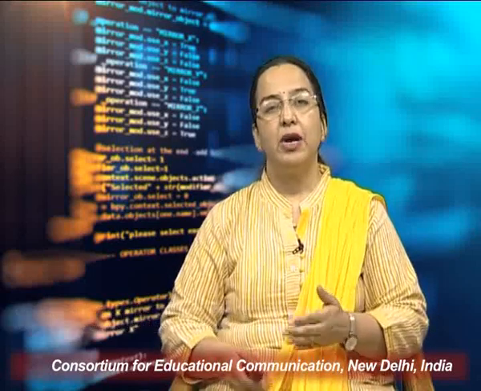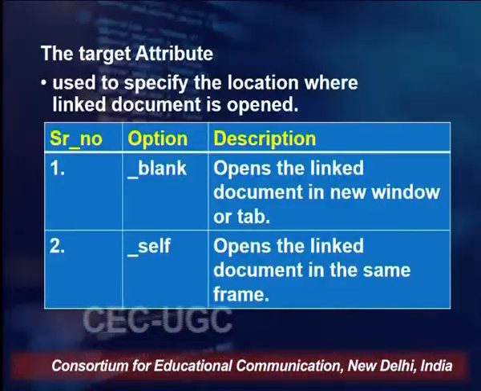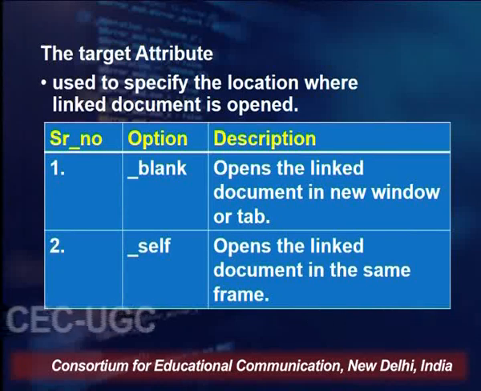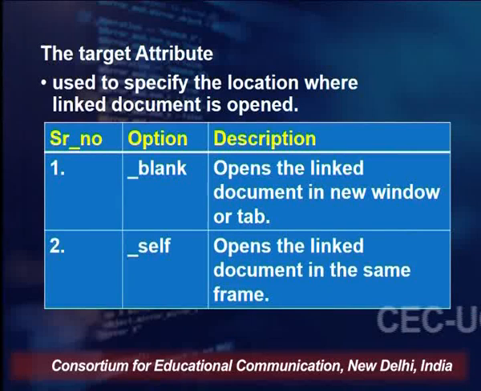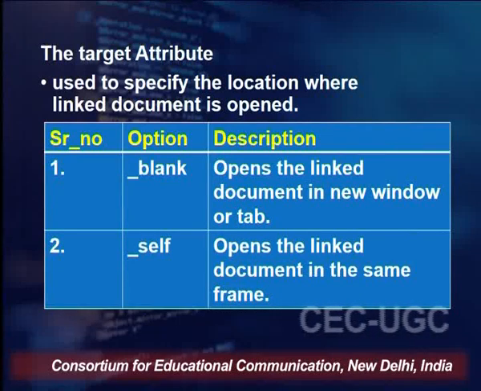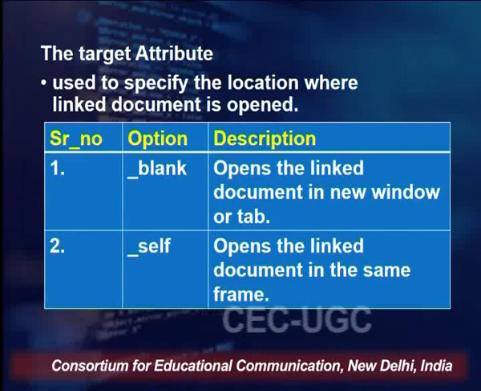Then I was talking about the target attribute. The target attribute, as I told you, is an attribute which is used to specify the location where the linked document is going to open. Whatever my destination is, that destination opens at the location specified by the target attribute. If we say target is equal to _blank, that means it is going to open the linked document in a new window, or we can say in a new tab, an altogether different kind of frame, which is blank.